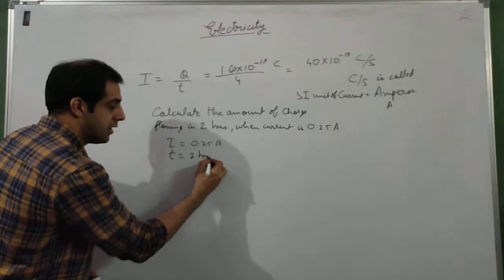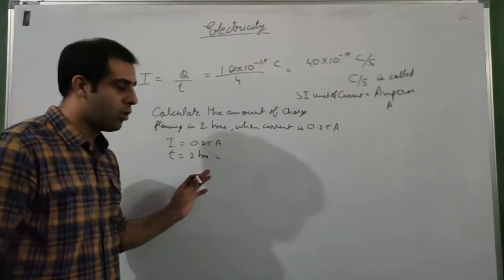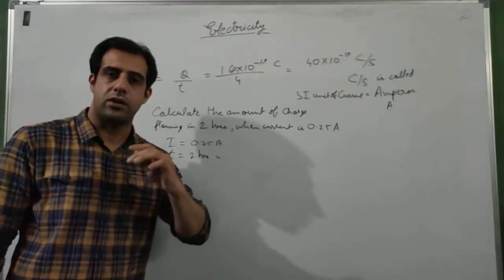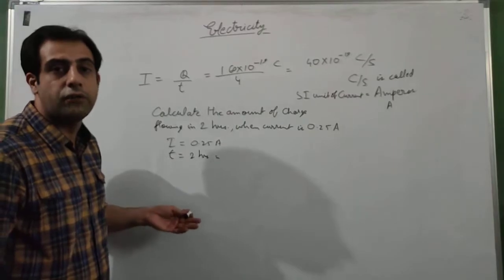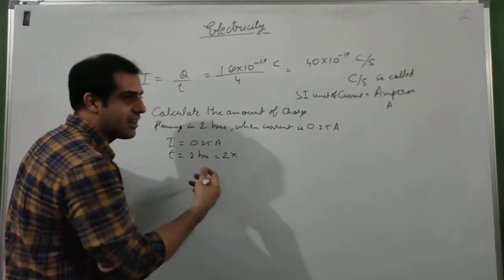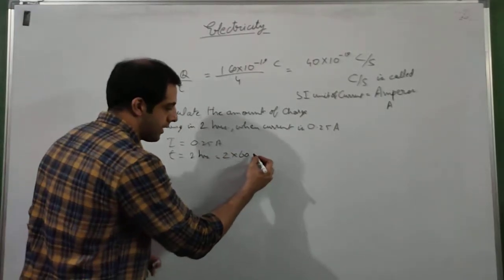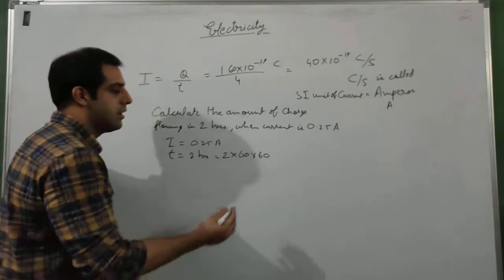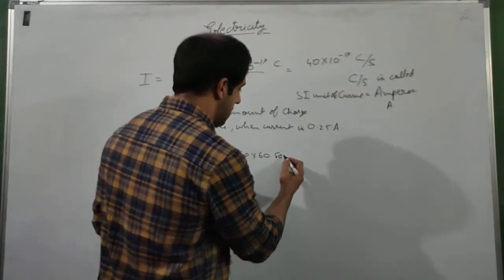So 2 hours. Remember, hours is not an SI unit. I already told you we have to convert every unit into SI unit. Hour is not the SI unit of time. What is the SI unit of time? It is seconds. So 2 hours means how many seconds? In 1 minute, 60. How many minutes in 1 hour? 60. So this will be your total time in seconds.